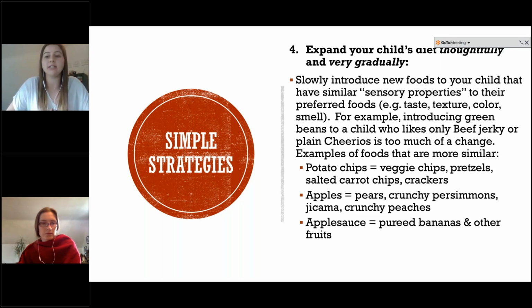Some examples down here: potato chips. What other things can be like sensory potato chips? With apples and applesauce, what other things can be sensory combined with it? So just being aware, what are their sensory needs, but also how can I gradually expand their curiosity and follow them at their pace for what they're eating?